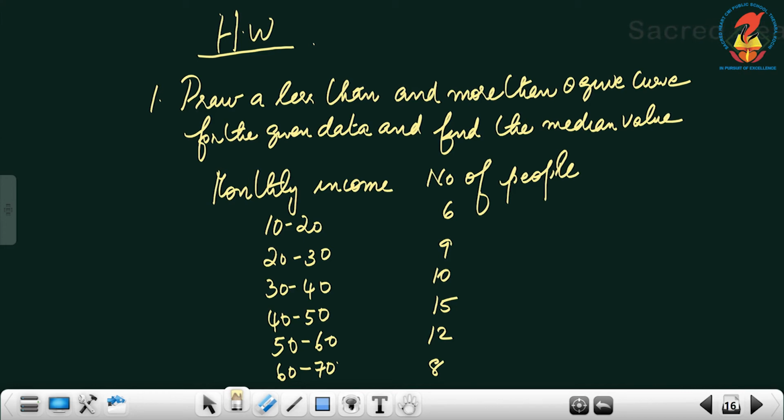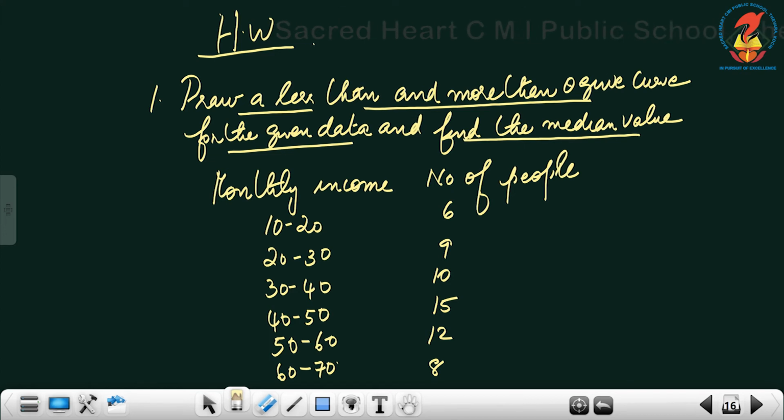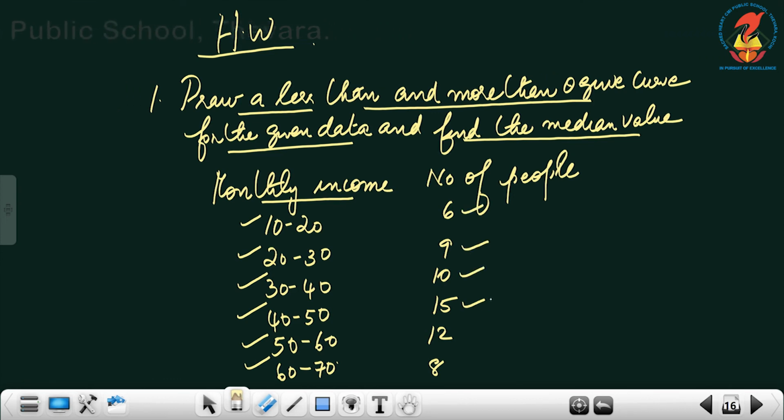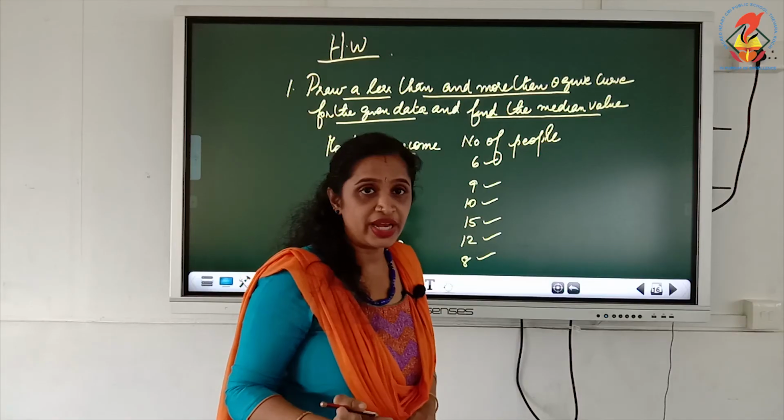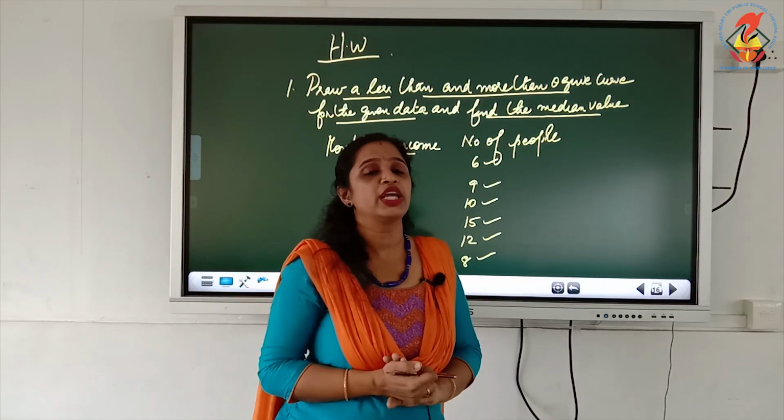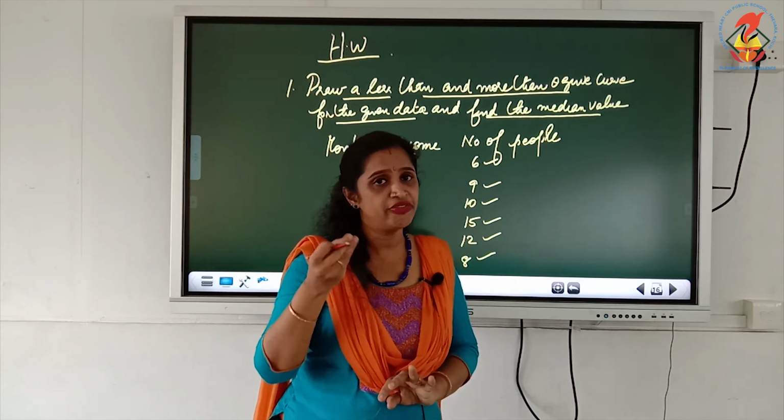With regard to the ogive curve, the question is: draw a less than and more than ogive curve for the given data and find the median value. Monthly income is given as 10 to 20, 20 to 30, 30 to 40, 40 to 50, 50 to 60, 60 to 70, and the number of people as 6, 9, 10, 15, 12 and 8. You have to draw the more than and less than ogive curves, plot the values and find out the median.